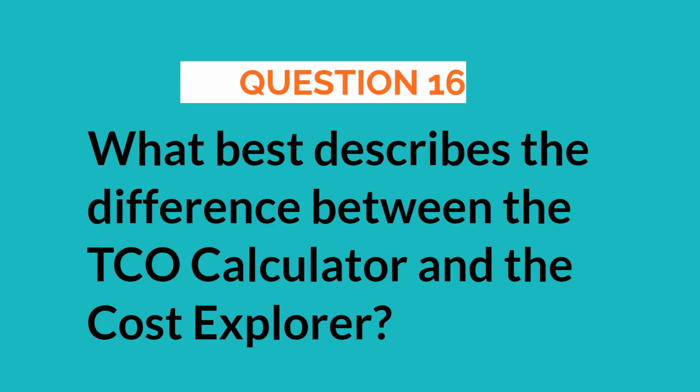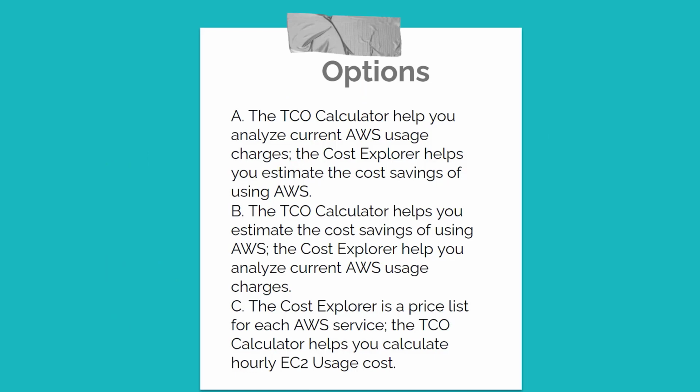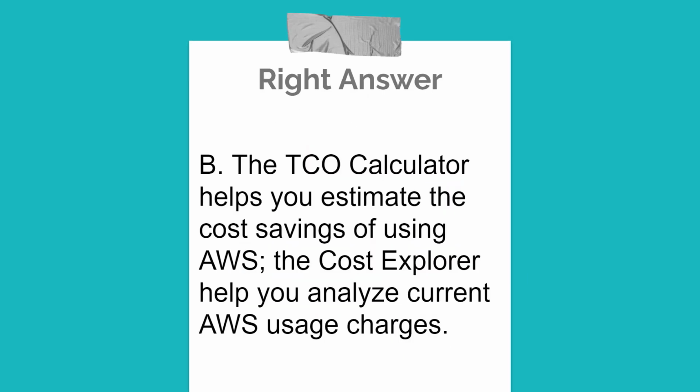Question 16. What best describes the difference between the TCO Calculator and the Cost Explorer? Option A. The TCO Calculator helps you analyze current AWS usage charges. The Cost Explorer helps you estimate the cost savings of using AWS. B. The TCO Calculator helps you estimate the cost savings of using AWS. The Cost Explorer helps you analyze current AWS usage charges. C. The Cost Explorer is a price list for each AWS service. The TCO Calculator helps you calculate hourly EC2 usage cost. Right answer is B. The TCO Calculator helps you estimate the cost savings of using AWS. The Cost Explorer helps you analyze current AWS usage charges.